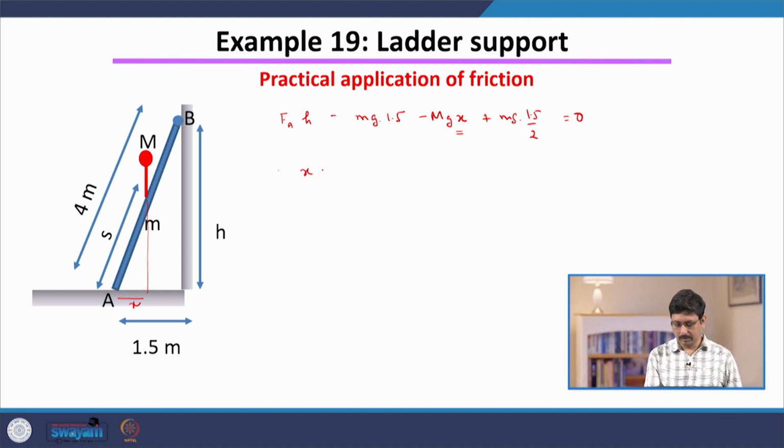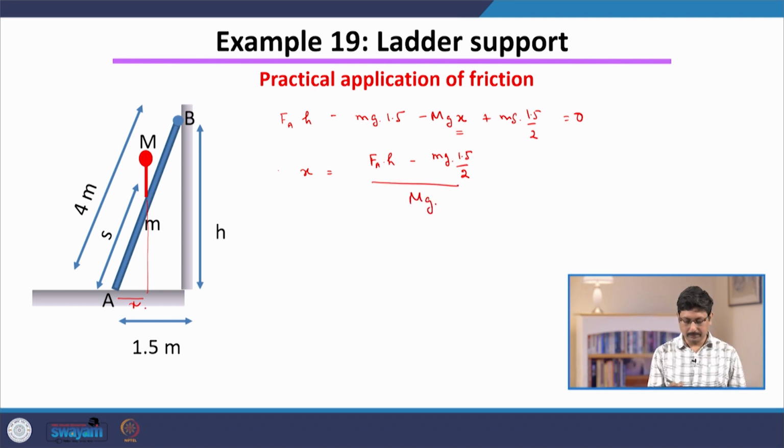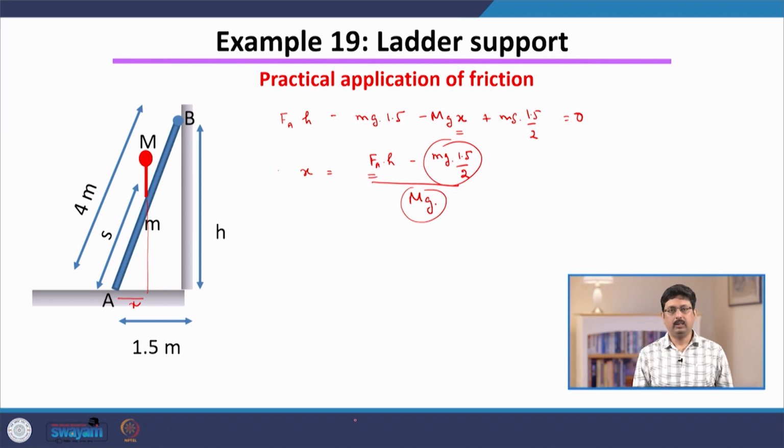So, we get an expression for x which is given by F_A times h minus mg times 1.5, divided by 2, and divided by mg. So, this represents x. Now, you can see that the small mg and capital MG terms are constants. So x basically depends on F_A. The bigger the F_A, the further away x, the line of action, is.